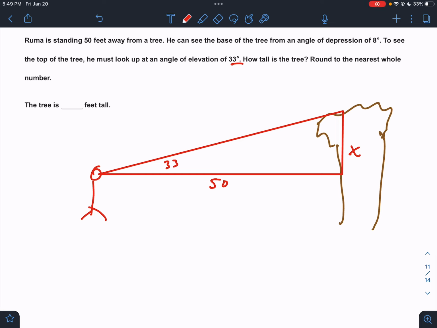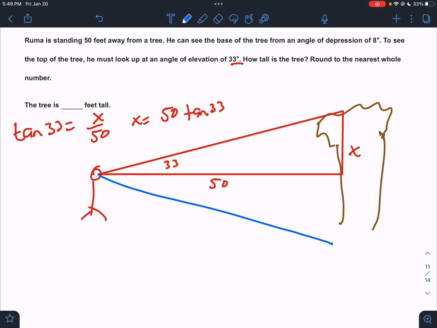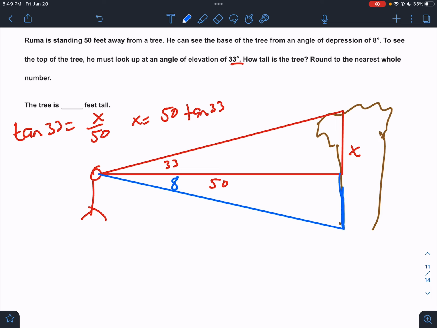Just that, we know that the tangent of 33 equals x over 50. So that's his distance from his eyes to the top. So x equals 50 tan 33. But wait, that's not the height of the tree, because there's tree to the bottom, right? If I scan all the way down, that depression, they say, is 8 degrees. Call that y. So the tangent of 8 would equal opposite y over adjacent 50. So y equals 50 times the tangent of 8 degrees.